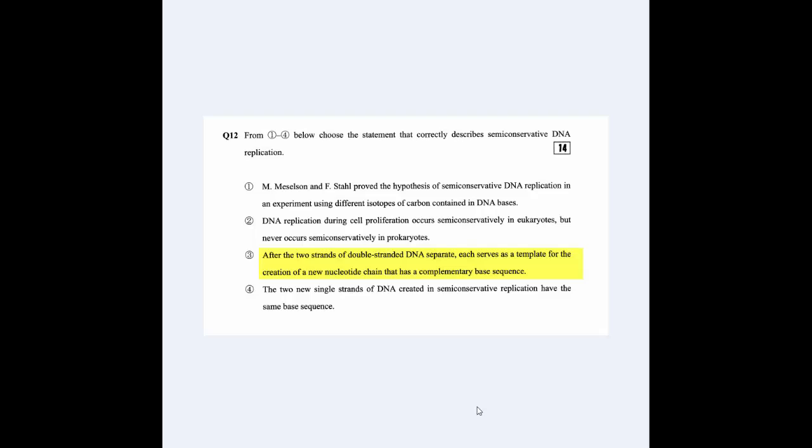From 1 to 4 below, choose the statement that correctly describes semi-conservative DNA replication. The answer is 3. After the 2 strands of double-stranded DNA separate, each serves as a template for the creation of a new nucleotide chain that has a complementary base sequence.